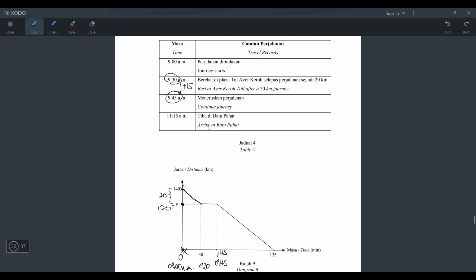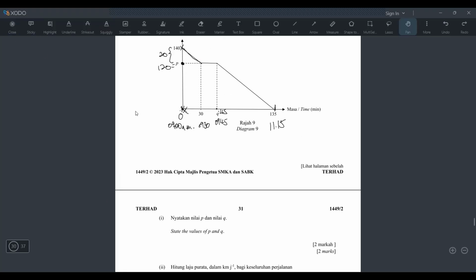And then 11:15 arrive at Batu Pahat. It means from 9 o'clock, what here should be 11:15. But let's try to take 9 o'clock plus 135 minutes and see whether we get this. 135 minutes is 2 hours 15 minutes, because 135 minus 120 means you minus 2 hours, you get 15, right? So 9 o'clock plus 2 hours is 11 o'clock, and then 11:15. Yeah, exactly the same, right? So everything I did is correct. It matches the table above. So now I erase all this. Now I can proceed already.